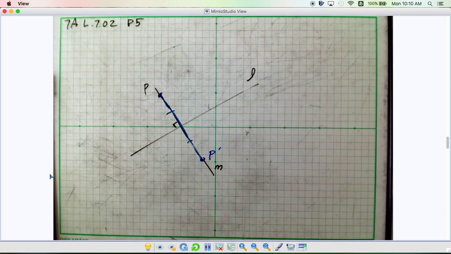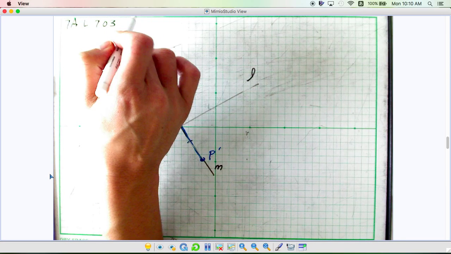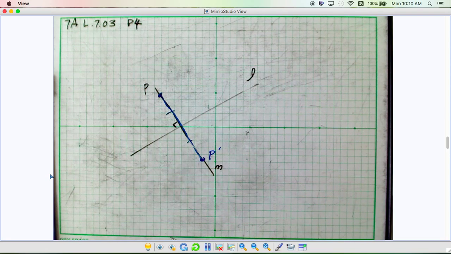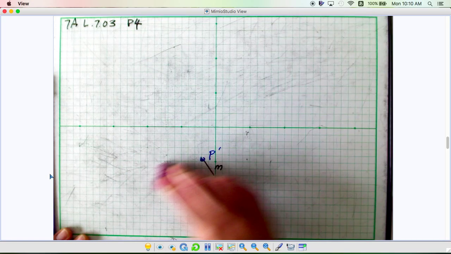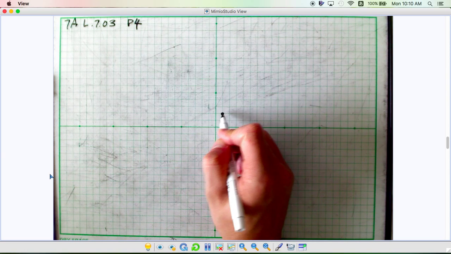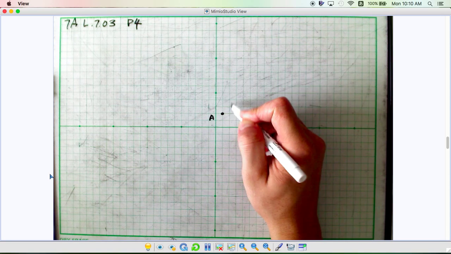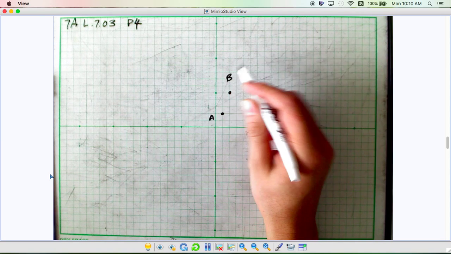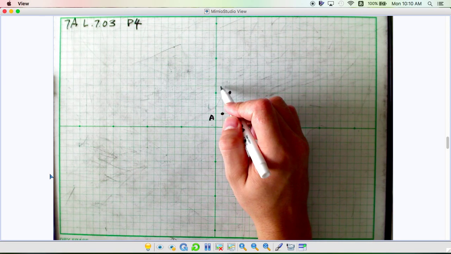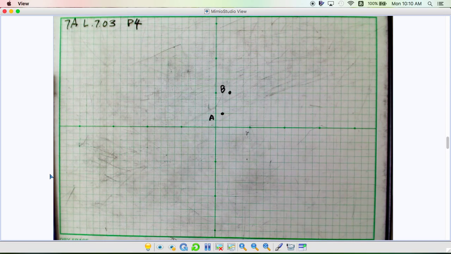So let's go over the next problem, which is lesson 7.03, problem number 4, on page 4 in that packet. It says graph segment AB with endpoints A (1, 2), which is 1 and 2. This is A. And B (2, 5), go 2 and 5. That's my B. Oops, let me put it a little closer. And reflect AB over the line x equals 3, called the image segment A prime B prime.